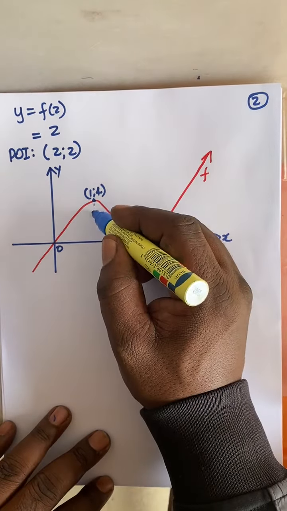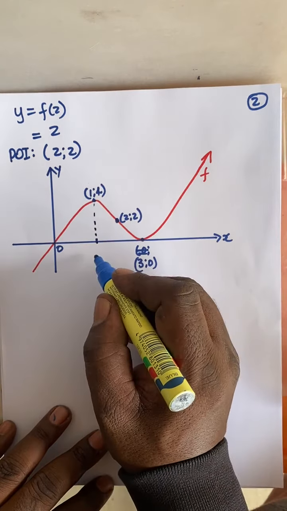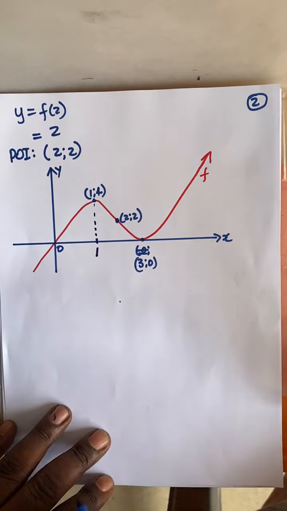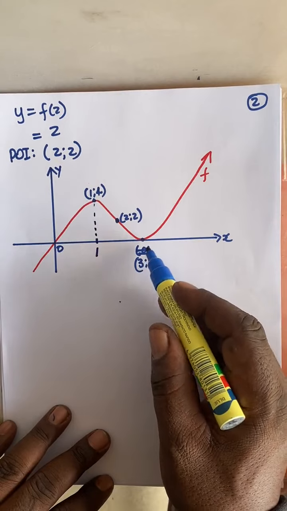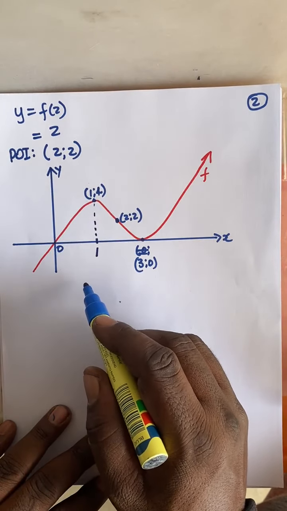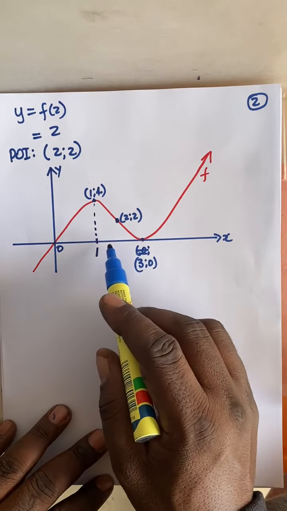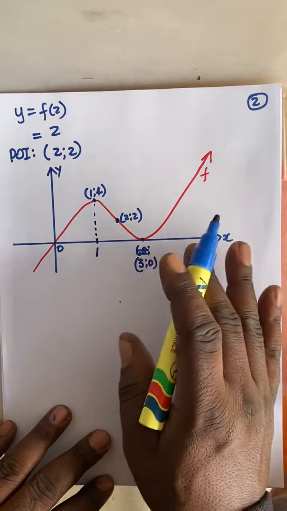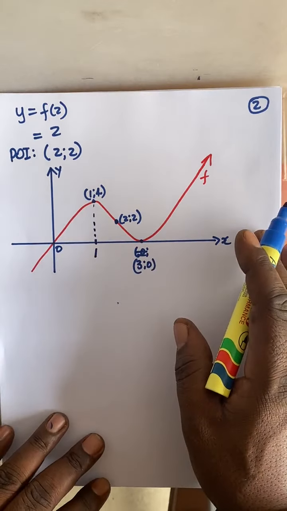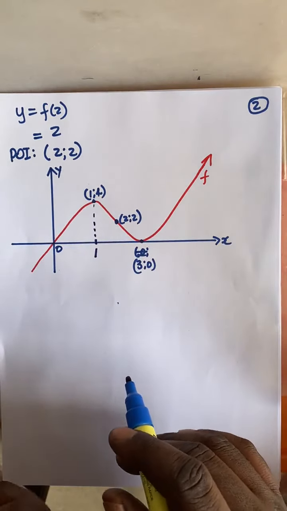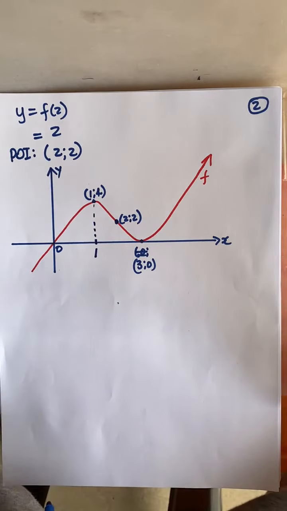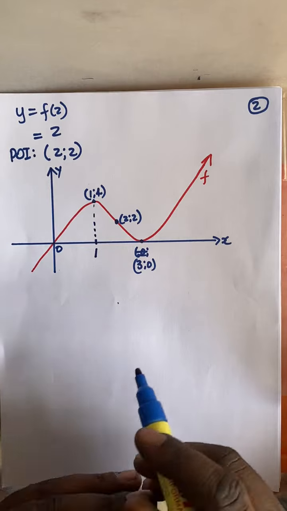At first let me indicate that x is 1 there, x is 3 there. I think we are going to indicate everything again. Now, in terms of the interpretation, what do I say? It's simple.